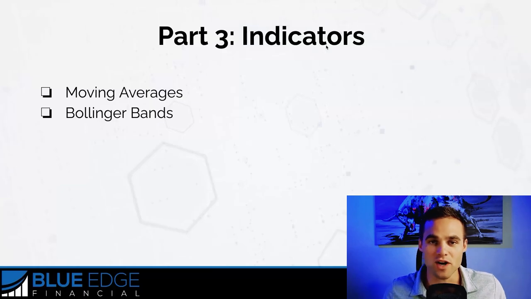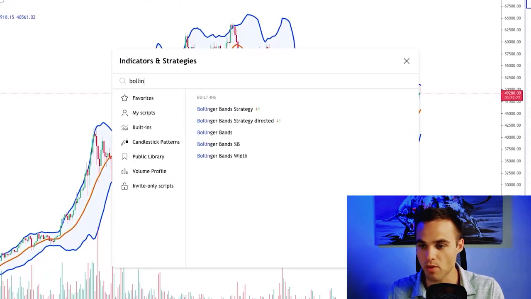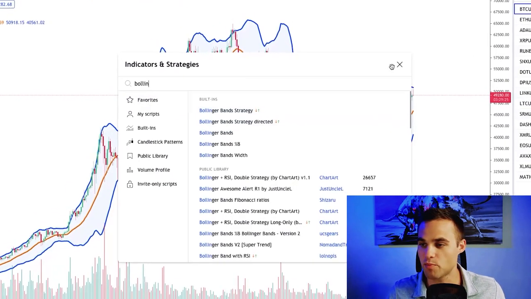The next indicator that we're going to talk about is called Bollinger Bands. To put on Bollinger Bands, you can just come up here to the indicators. You can type in Bollinger Bands and you can just click it and you put it on right here.